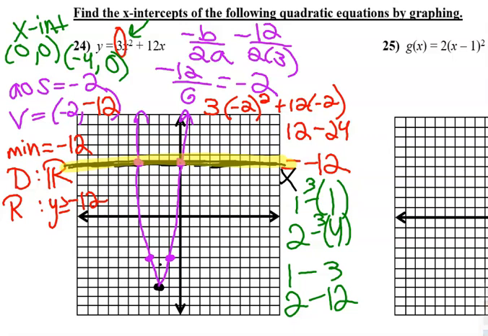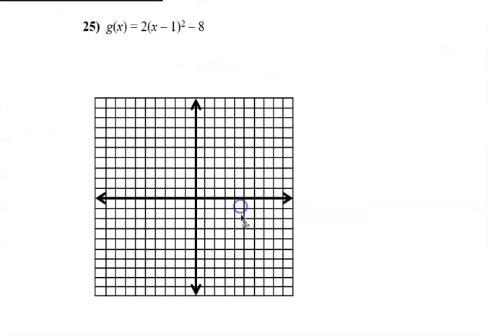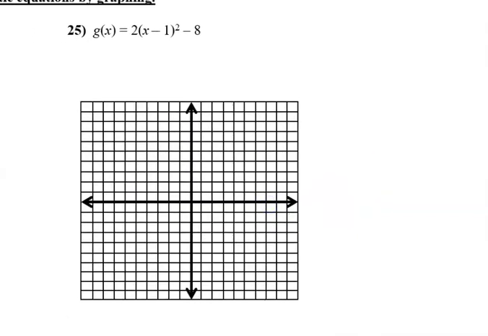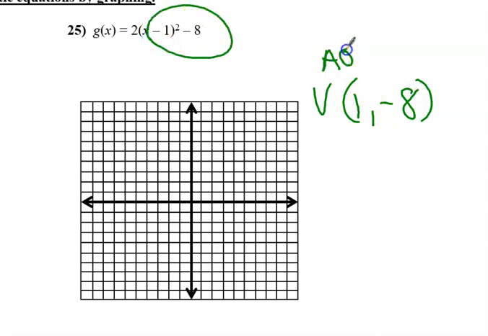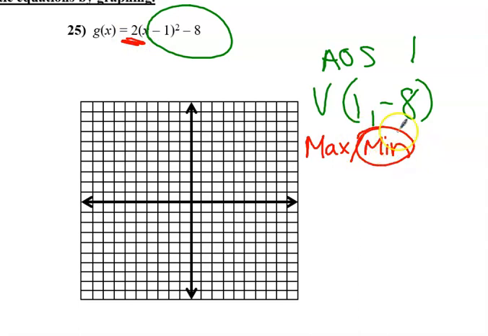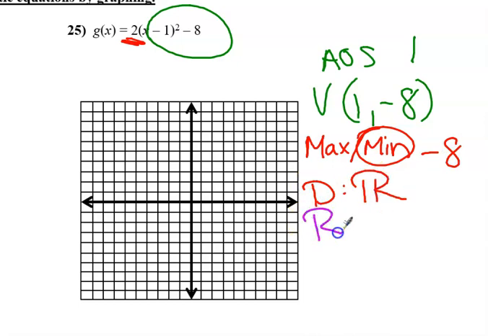Okay. All right, now let's go to 25. My vertex is 1, -8 because it's right here, y'all. My axis of symmetry is the opposite. It's 1. All right, now what can I figure out? Max or min? It opens up. It's min. That minimum value is -8. My domain, all real numbers. My range, y is greater than or equal to -8.